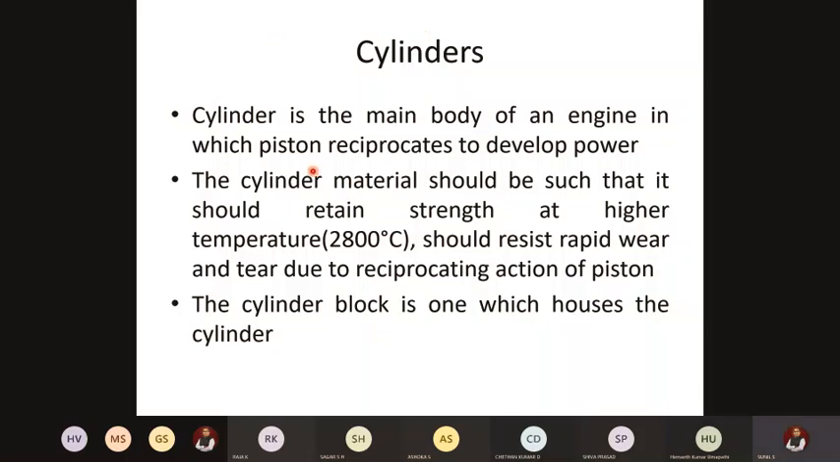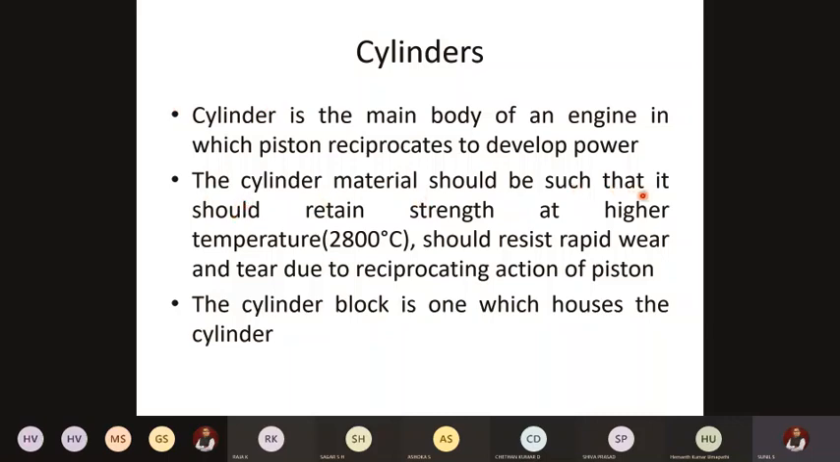So what is a cylinder? The cylinder is the main body of an engine in which the piston reciprocates to develop power. We have seen in the earlier animation, the cylinder is a block in which the piston moves up and down. Inside the cylinder only the fuel can be drawn in, and that is where the combustion takes place. So that structure is called the cylinder.